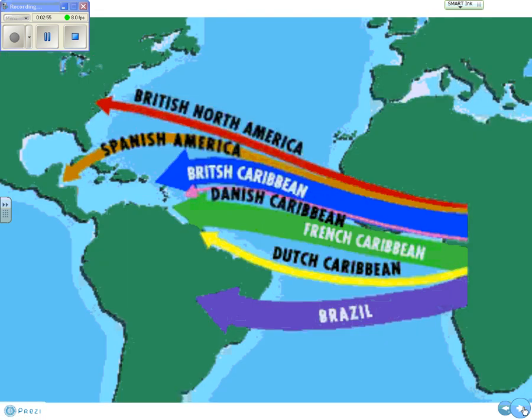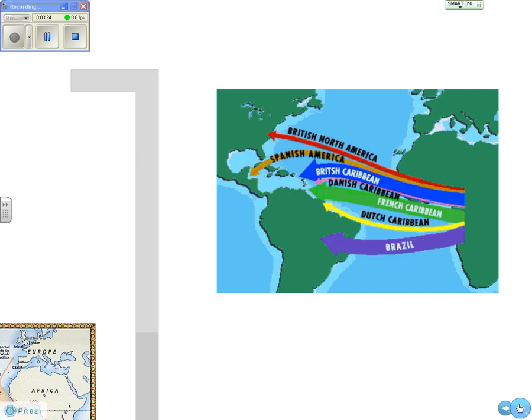Okay, also, I like this one. You can see the British Caribbean, a few to the Danish Caribbean, a lot to the French, the Dutch, and a lot of them taken to Brazil. Smaller numbers taken to Spanish America. I don't know if you guys remember, but what did Spanish America have that they needed slaves for? It's not plantation agriculture, but that's right, silver mining.